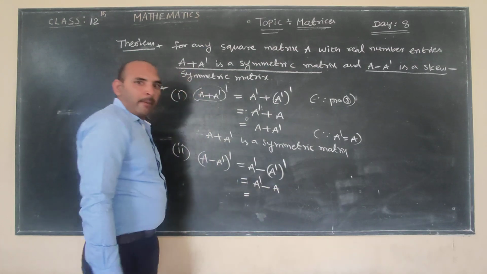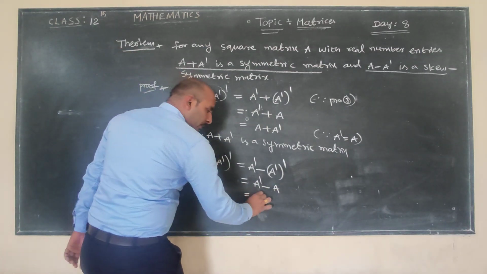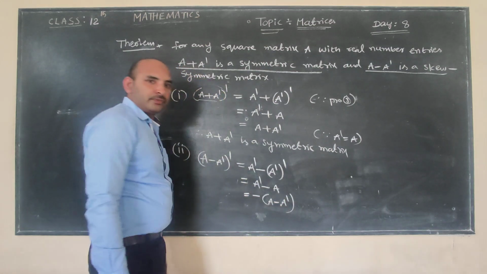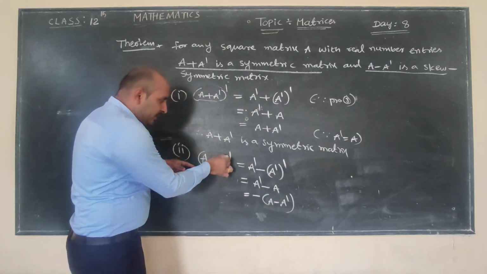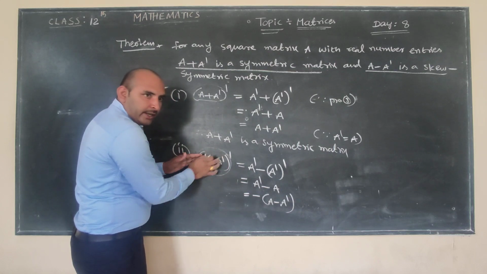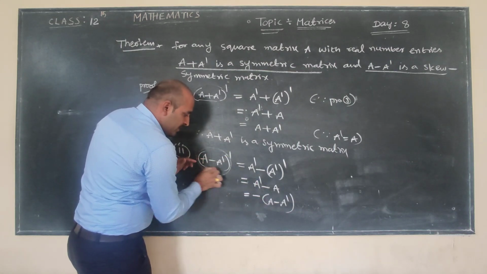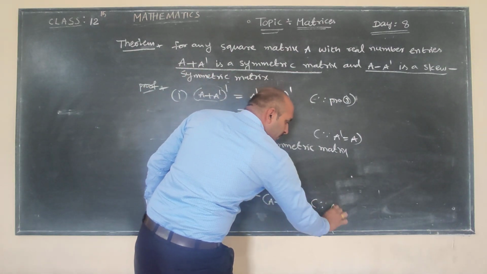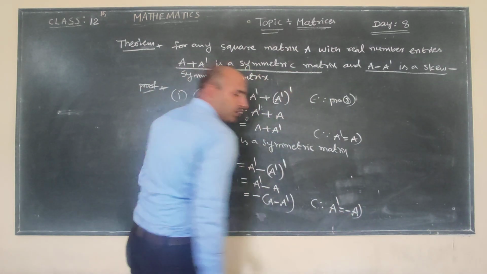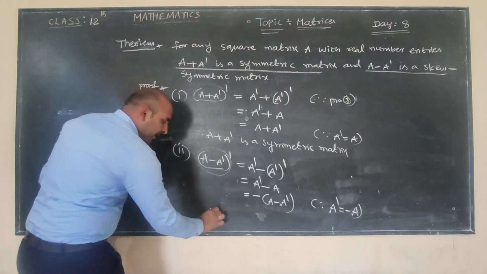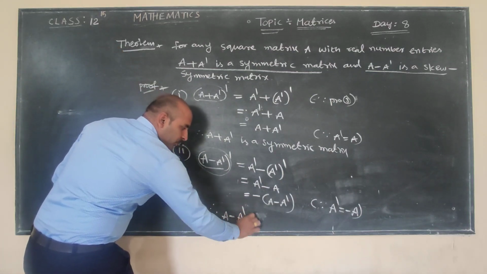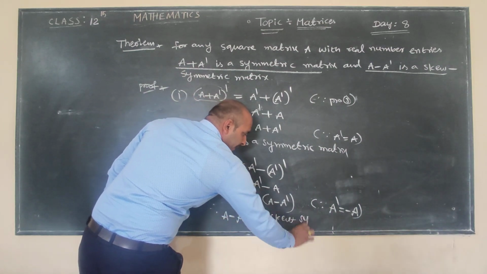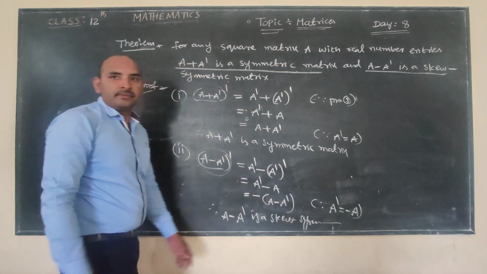In these two terms, take minus common: minus of A minus A transpose. So observe, this is considered as A transpose equal to minus of the same matrix, A minus A transpose. According to the definition of a skew symmetric matrix, A transpose is equal to minus A. So clearly, A minus A transpose is a skew symmetric matrix.